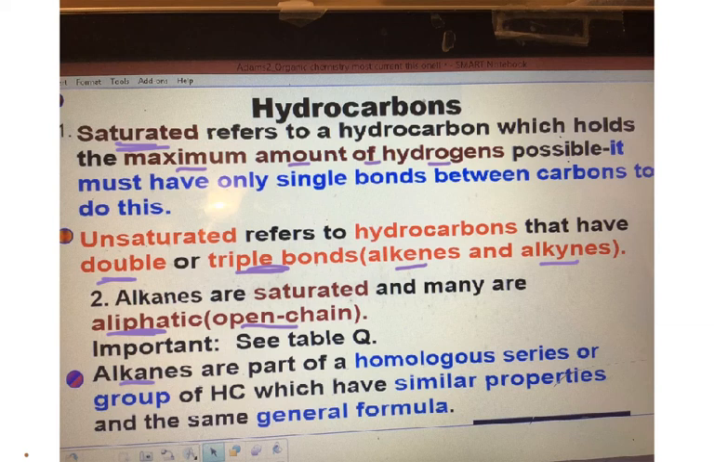Alkanes, alkenes and alkynes belong to something called a homologous series. Now, what's the same about these guys? They have the same general formula. If you look on Table Q of your reference table, you will see the particular general formulas that each hydrocarbon has. And I think alkanes is CnH2n+2. So all alkanes will follow this general formula. Alrighty, so let's move on.